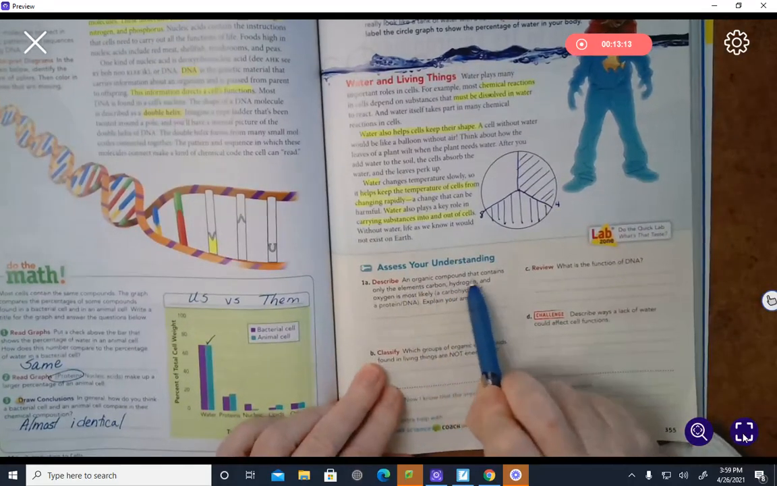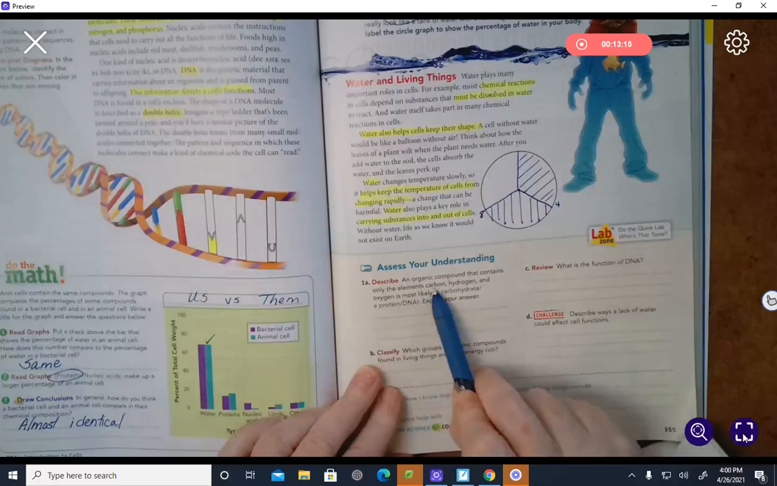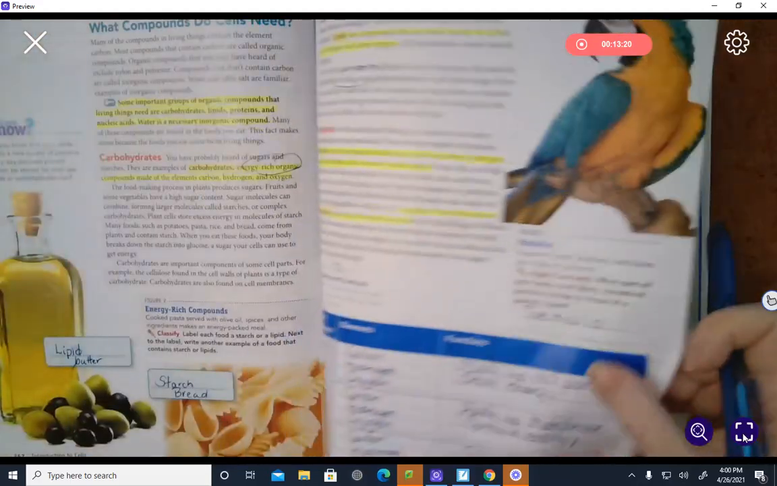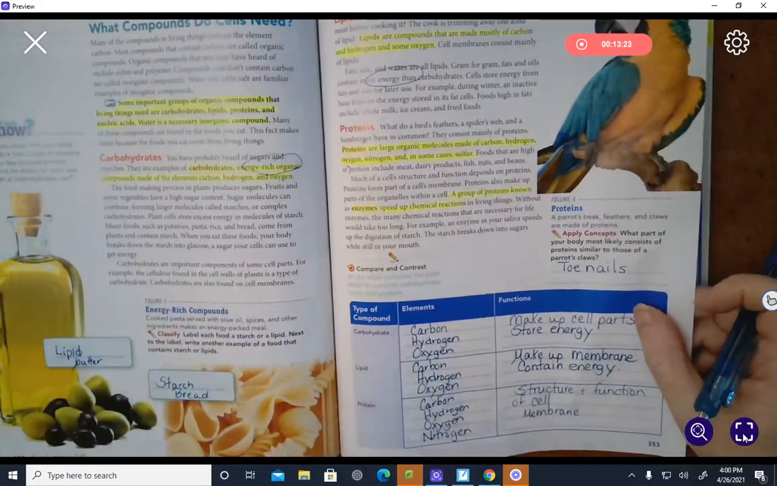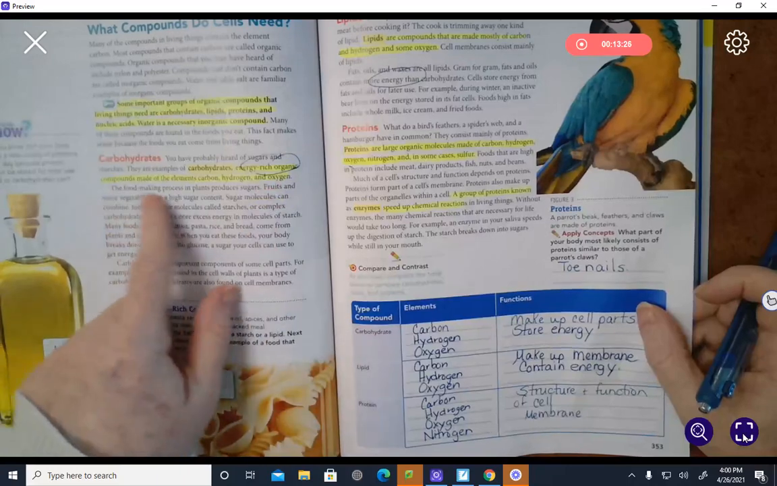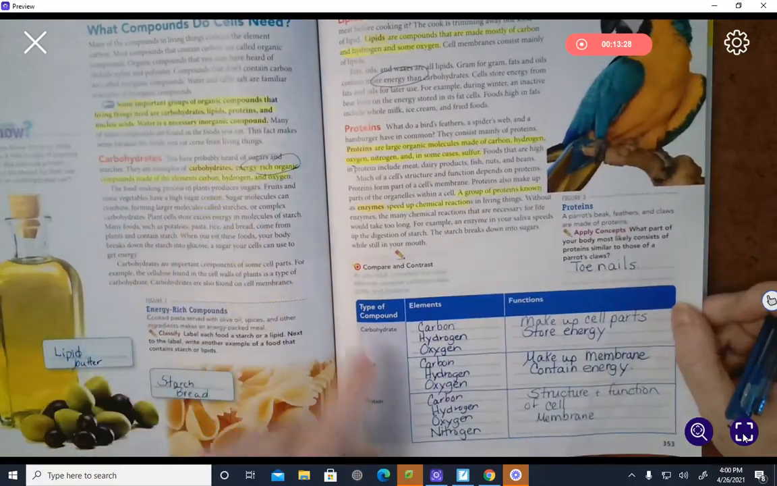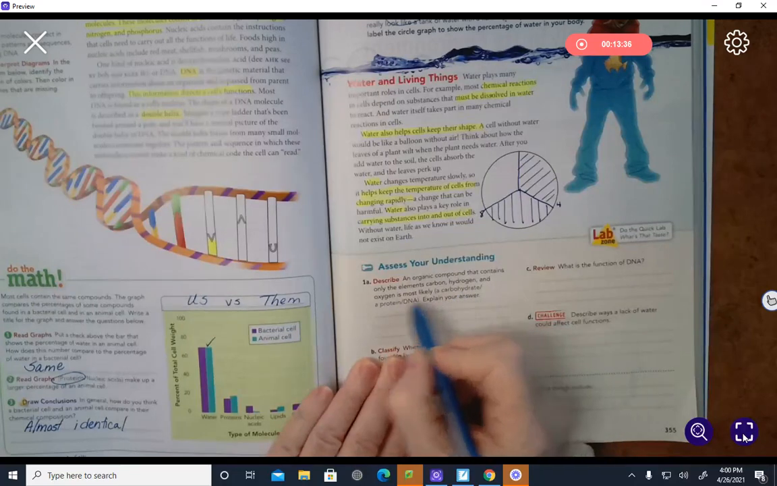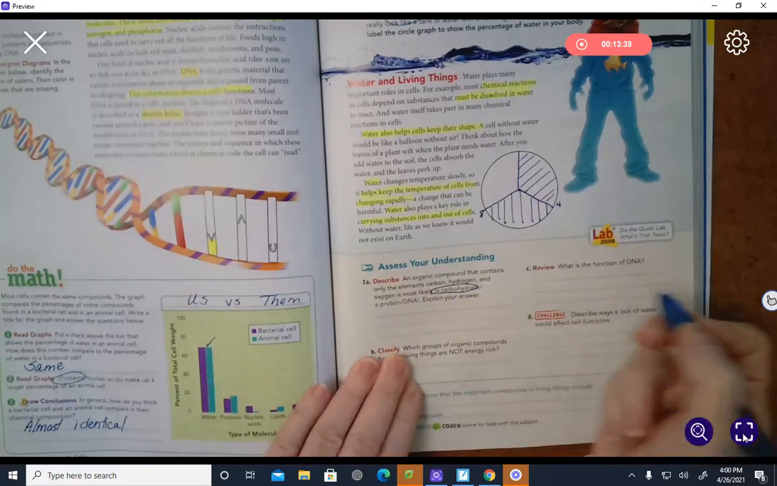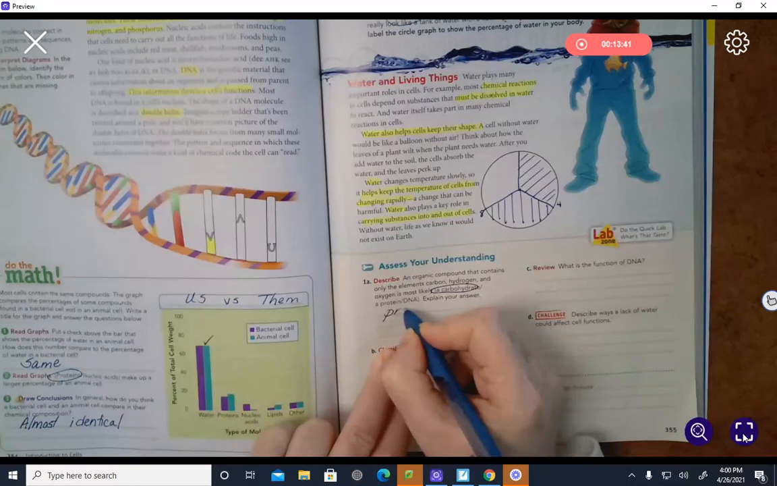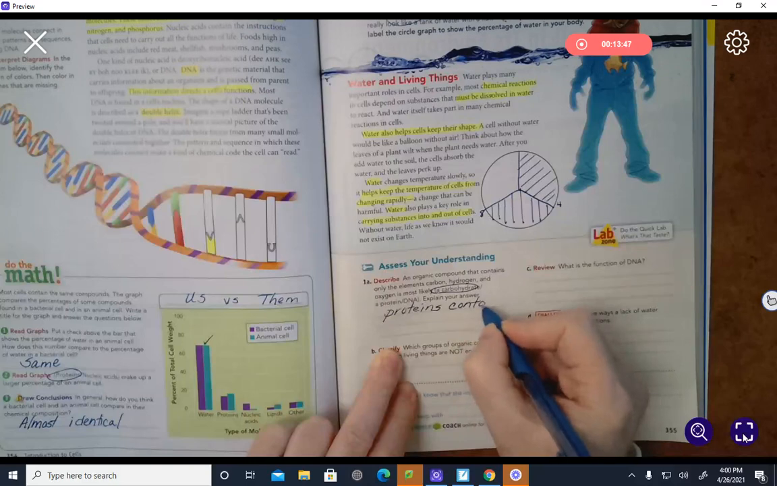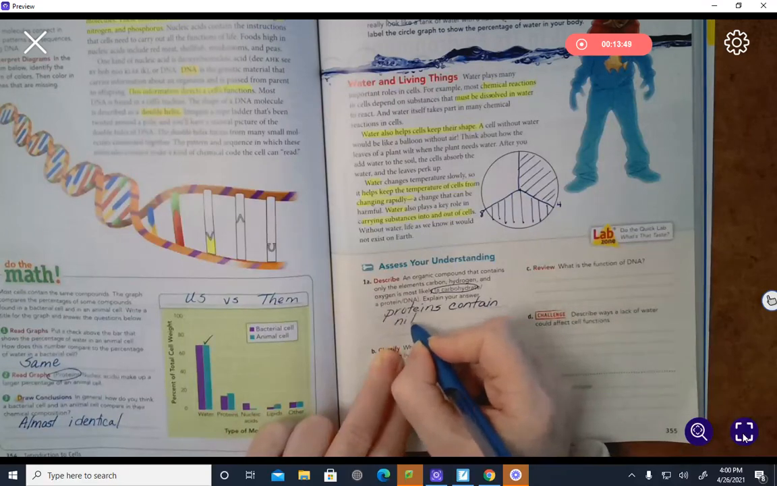An organic compound that contains only the elements carbon, hydrogen, and oxygen is mostly, if you go back over and read what we highlighted, you should be able to see that it's probably carbon, hydrogen, and oxygen. It's probably either carbohydrate or lipid, but we only have carbohydrate and protein, so I'm going to do carbohydrates, and I'm going to say proteins contain nitrogen.